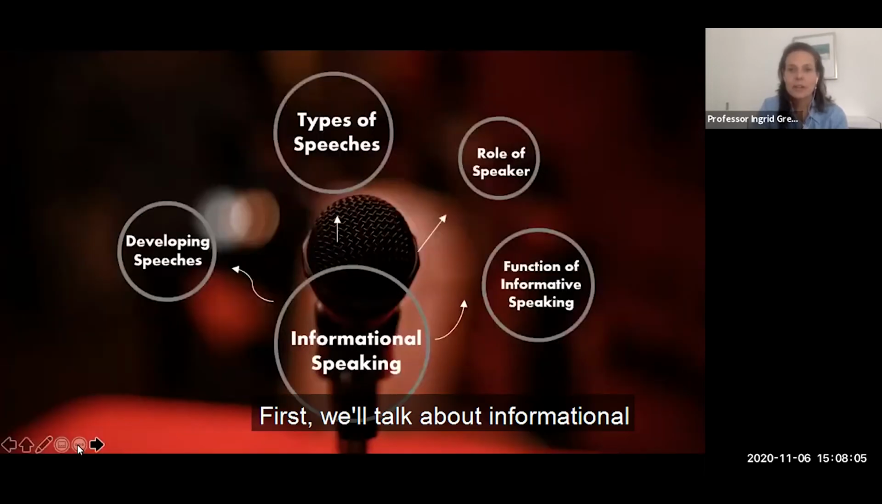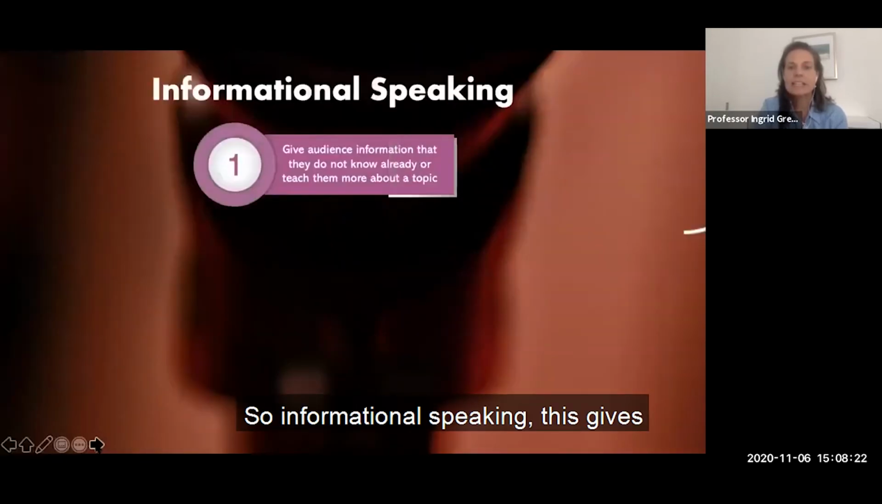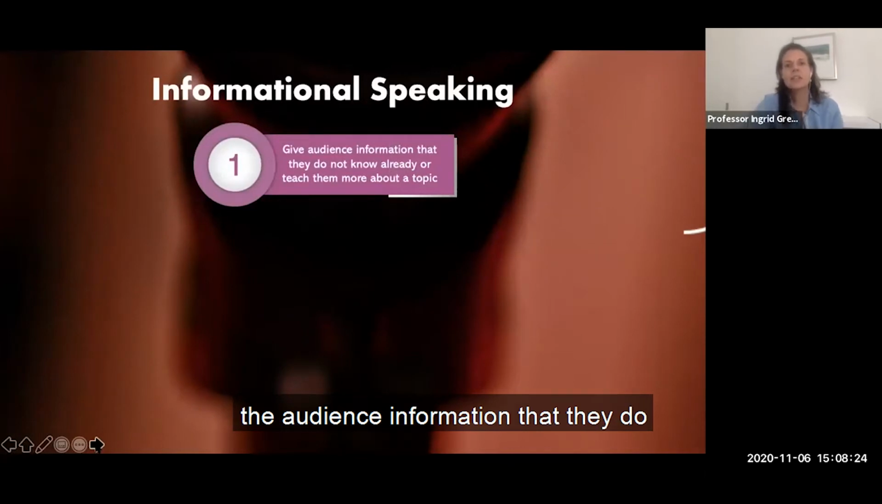First, we'll talk about informational speaking and what that is as a definition, and then we'll talk about functions of informative speaking, the role of the speaker, types of speeches, and developing speeches. So, informational speaking. This gives the audience information that they do not know already or teaches them more about a topic.